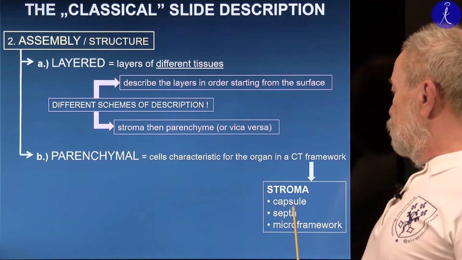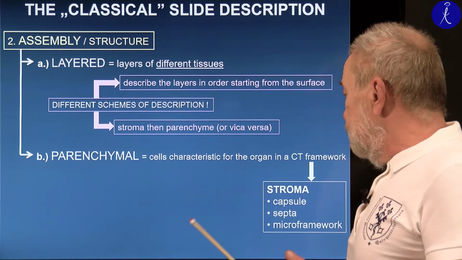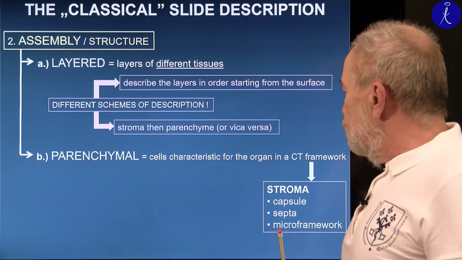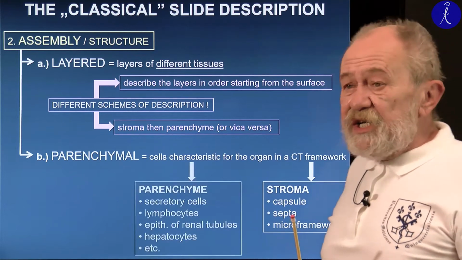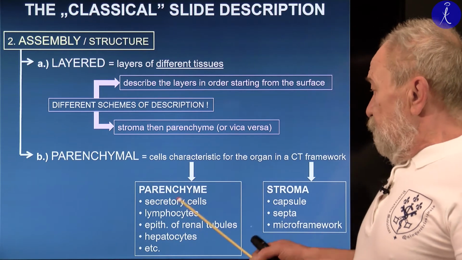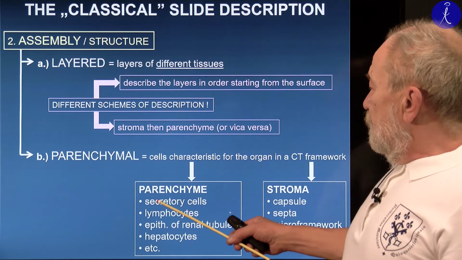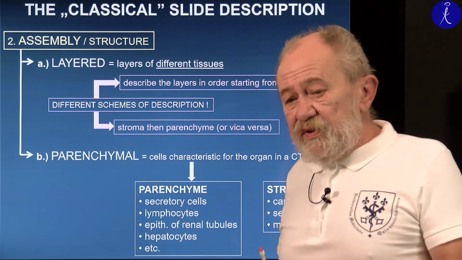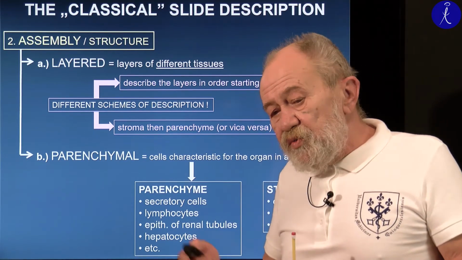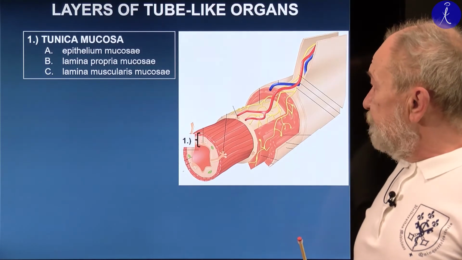Either you start with the stroma. Stroma is not unique for an organ. It is the connective tissue framework, a capsule sending septa in, making the organ lobulated, and a micro framework which individually surrounds the cells. And then the parenchyme comes, which is specific for the given organ. Secretory cells, lymphocytes, hepatocytes could belong to the parenchyme. So nowhere else but in that organ or that group of organs does this cell type occur.